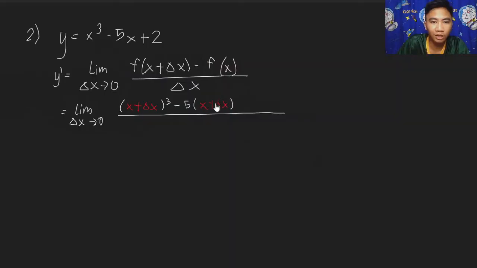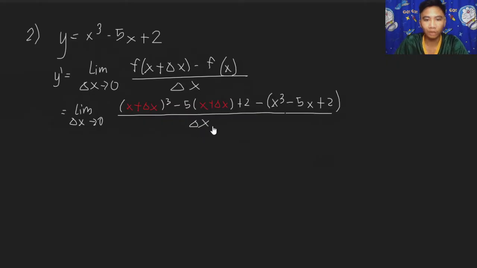Ayan. Galing yan dyan, ha? Plus 2. Minus the original function. So, our original function is x cubed minus 5x plus 2, delta all over the delta x.